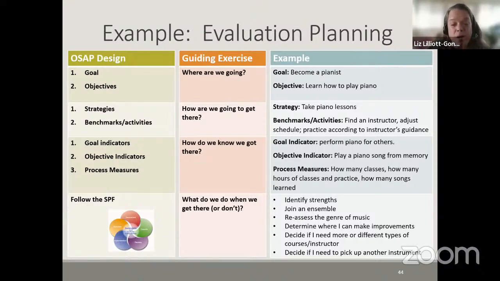Moving through the process, then you may want to decide if you need more different types of courses, a different instructor, or decide if you need to pick up another instrument, if just piano is not working for you, but you still want to be a musician. So you're adjusting the process as you go. This is just an idea about how evaluation works into your planning process and, hopefully, you've been able to appreciate the fact that evaluation does not stop once you meet the goal, and meeting or not meeting the goal is not necessarily the point. The whole point is really in the process.